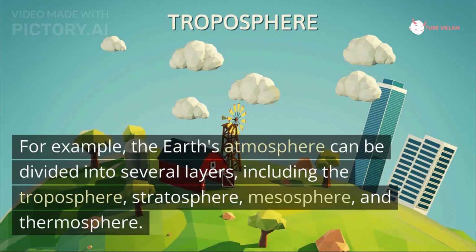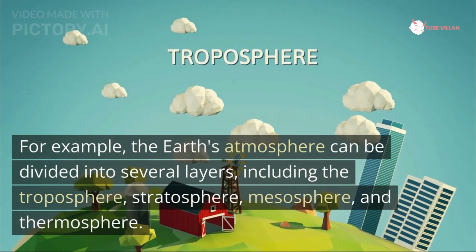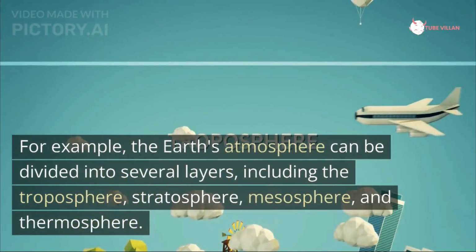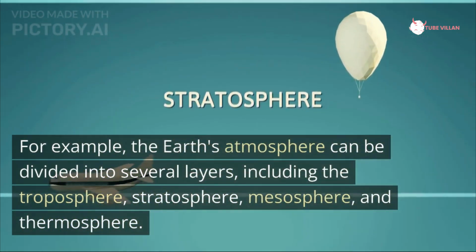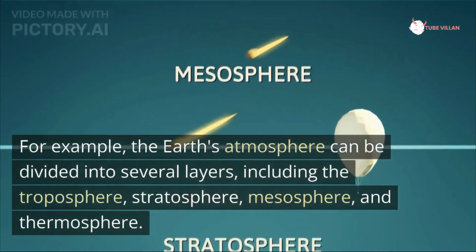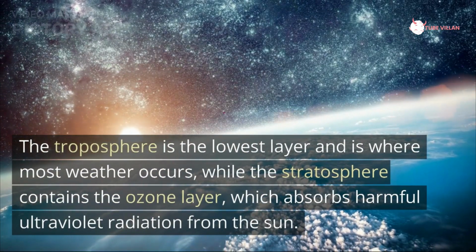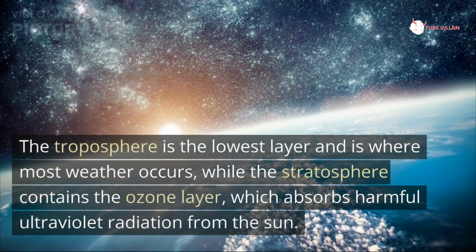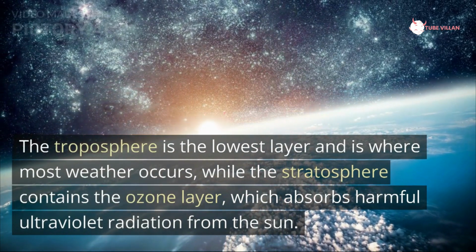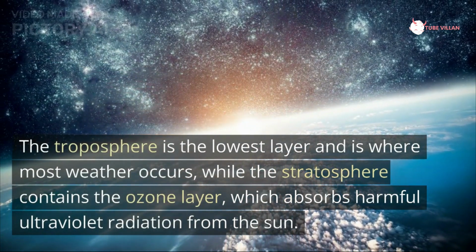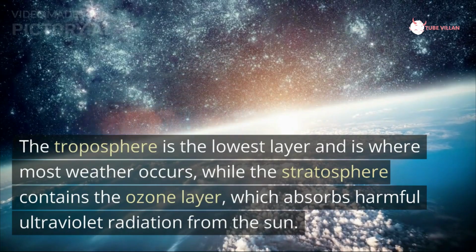For example, the Earth's atmosphere can be divided into several layers, including the troposphere, stratosphere, mesosphere, and thermosphere. The troposphere is the lowest layer and is where most weather occurs, while the stratosphere contains the ozone layer, which absorbs harmful ultraviolet radiation from the Sun.